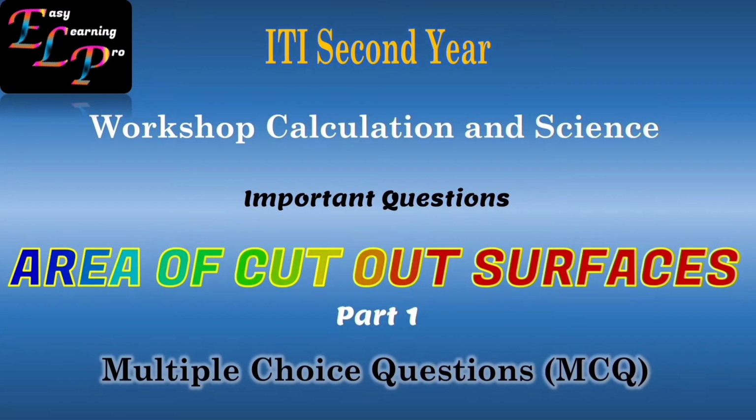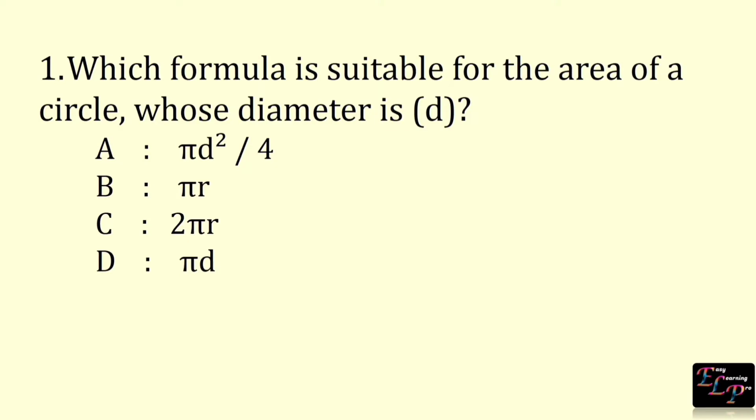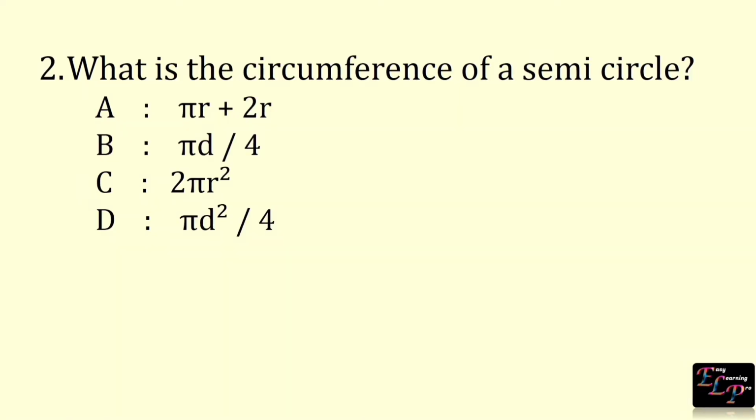Important questions of area of cutout surfaces. First question. Which formula is suitable for the area of a circle whose diameter is d? Answer is pi d square divided by 4. What is the circumference of a semicircle? Answer is pi r plus 2r.